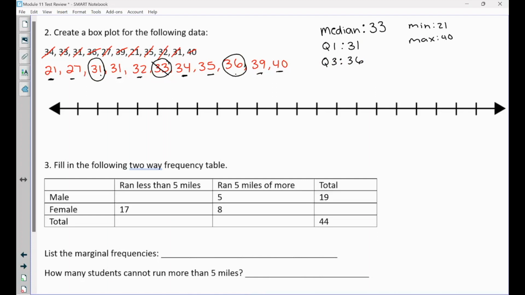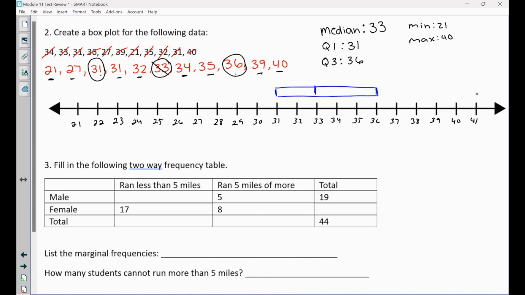So now we're going to label our chart 21. All right, median is 33. Q1 is 31, Q3 is 36, so that's going to be my box. Max is 40, and my minimum is 21. There's my box plot.